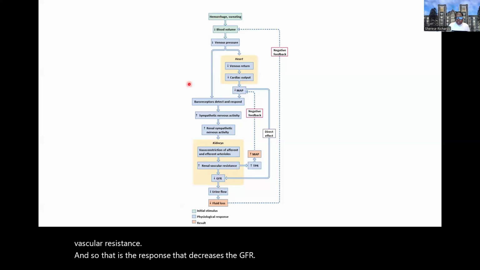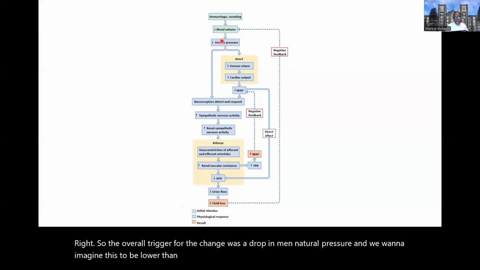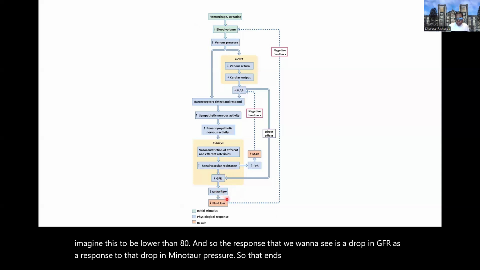So the overall trigger for the change was a drop in mean arterial pressure, and we want to imagine this to be lower than 80. And so the response that we want to see is a drop in GFR as a response to that drop in mean arterial pressure. So that ends up dropping the urine flow, and that decreases fluid loss.